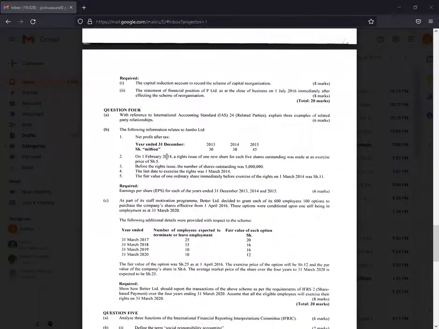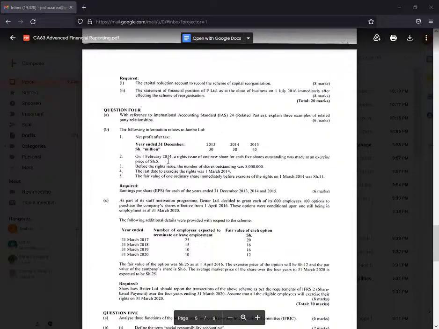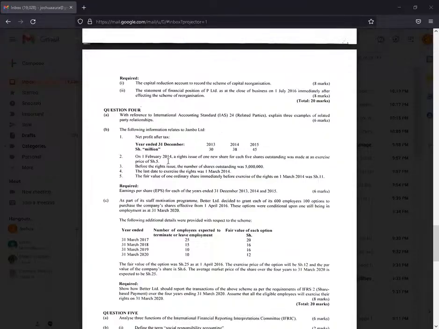You are told that on 1st February 2014, a rights issue of 1 new share for each 5 shares outstanding was made at an exercise price of 5. So, ladies and gentlemen, this is a transaction that took place in 2014. It will not affect us in 2013. We go to note number 3. Before the rights issue, the number of shares outstanding was 5 million. So all along, before the rights issue, we have been having 5 million shares.